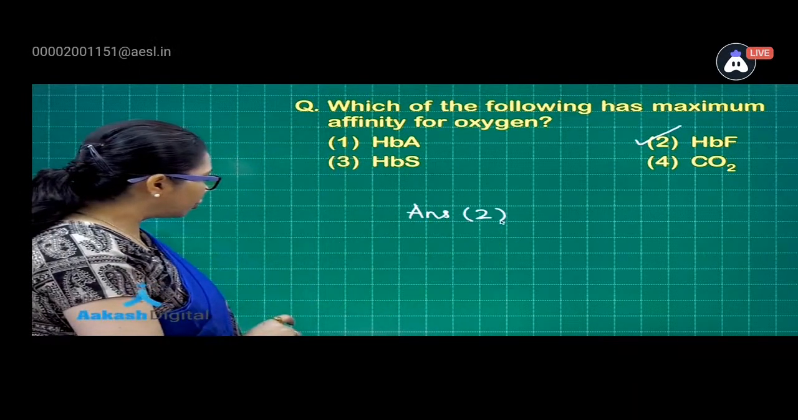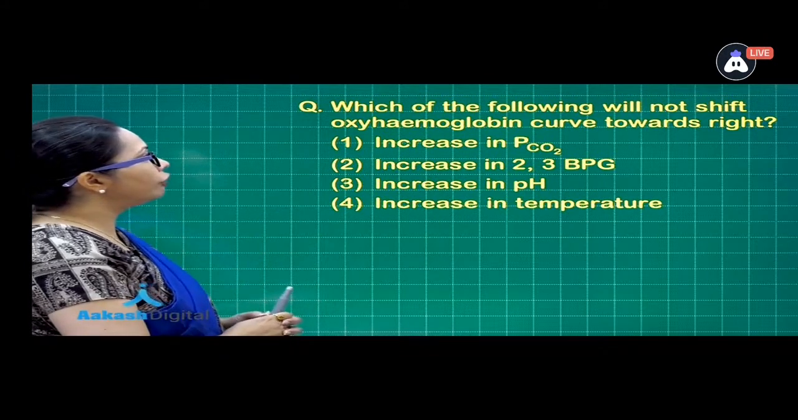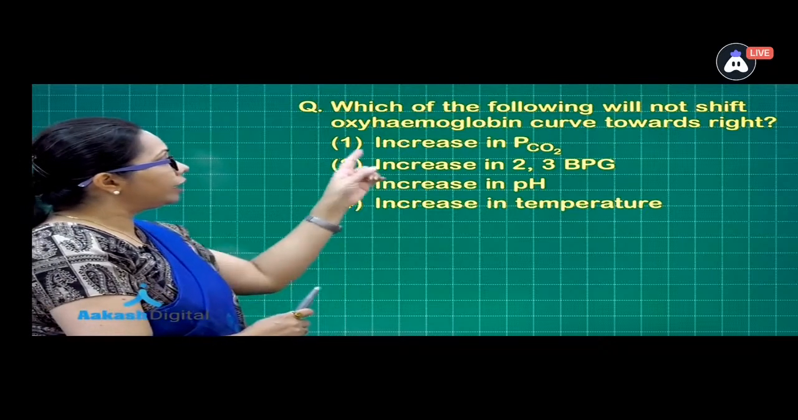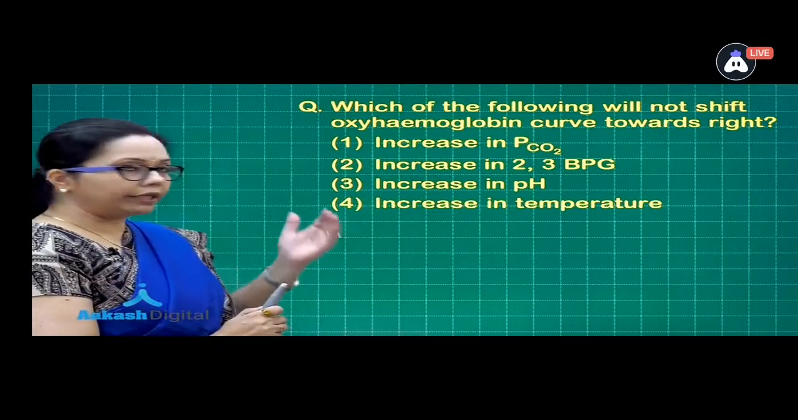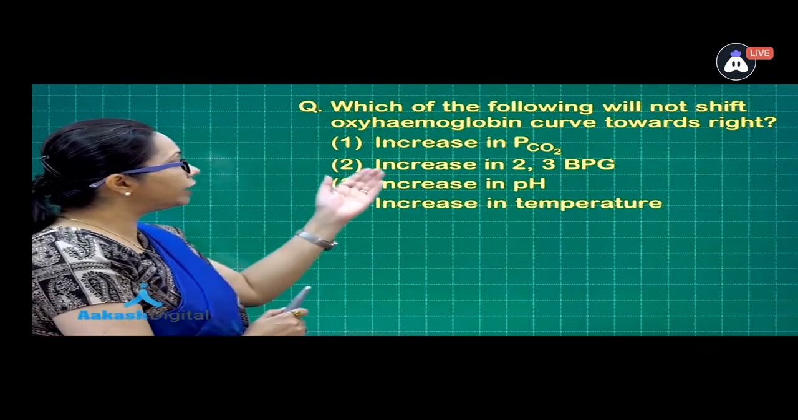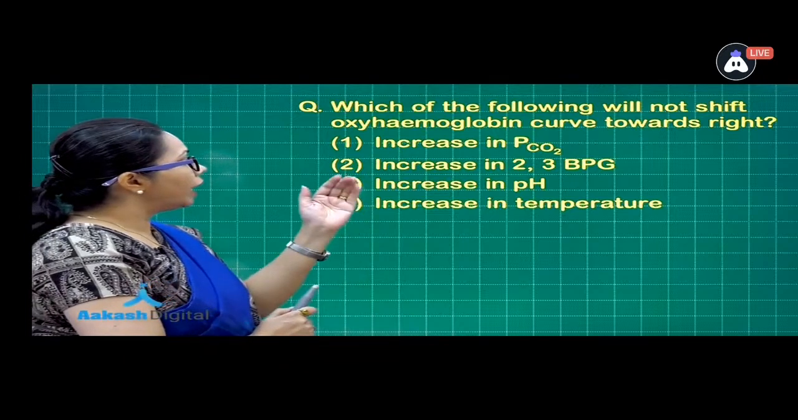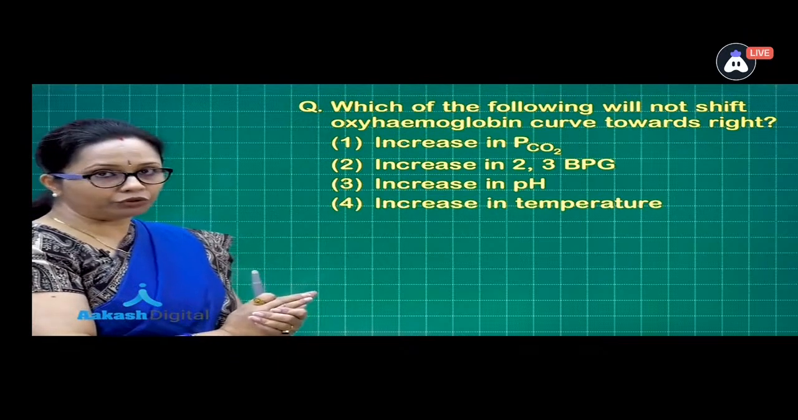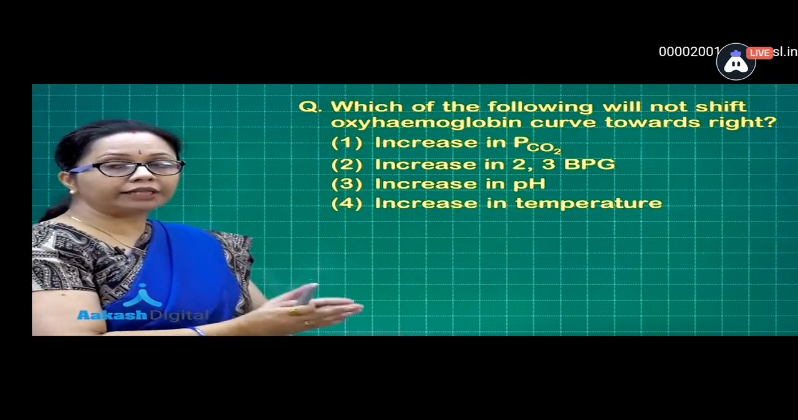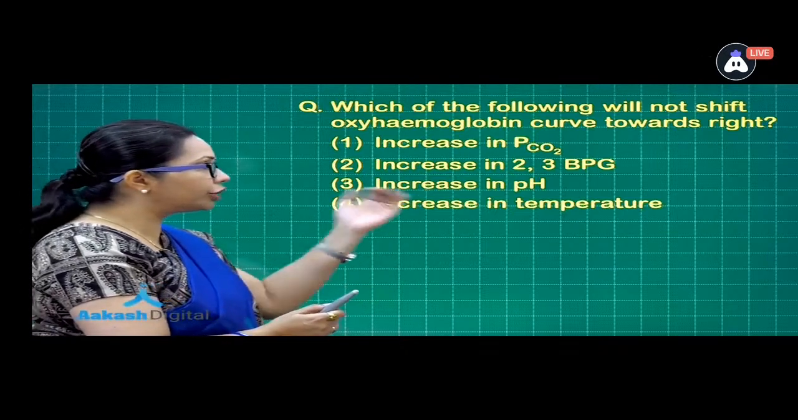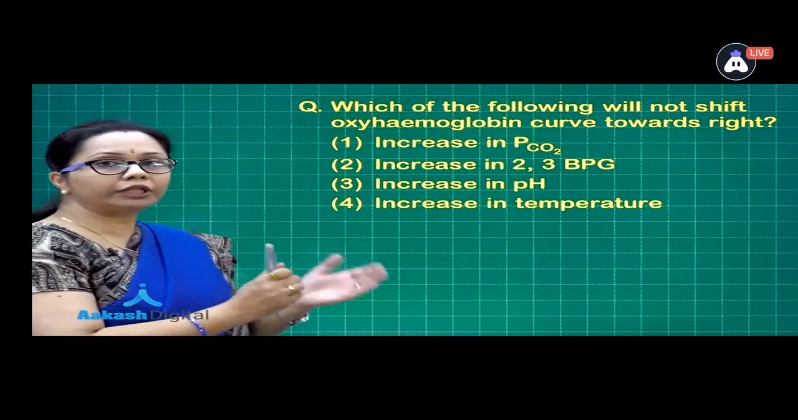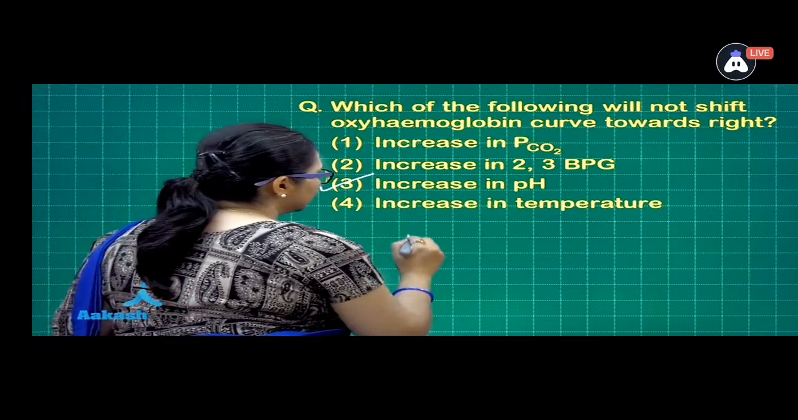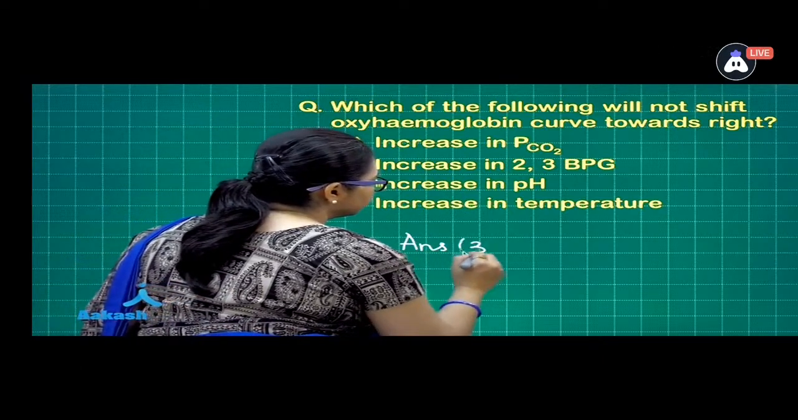Now let us take another question. So here, which of the following will not shift the oxyhemoglobin curve towards right? Increase in partial pressure of carbon dioxide, that certainly shifts the curve to the right. Increase in 2,3 BPG, this 2. Increase in pH. Now increase in pH would be that it is going towards alkaline pH. While when hydrogen ions increase, there will be decrease in pH. So this is the odd one out, while increase in temperature certainly shifts it to the right. So here the correct answer, or the odd one out, is the third one. So this is the correct answer.